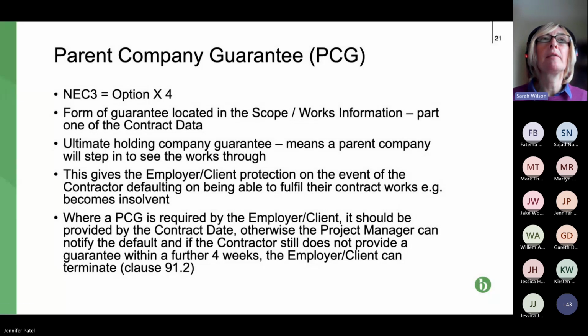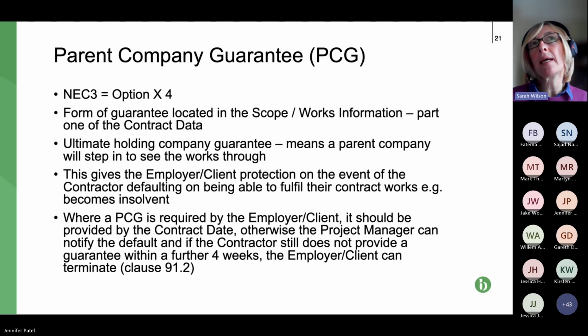Okay, parent company guarantee, another form of security for the client. So it's dealt with in NEC 3 at option X4 if it's required. Now, I probably shouldn't need to say this, but you can only provide a parent company guarantee if you have a parent company. So it's not something that everyone can provide. What it is, is a form of guarantee.